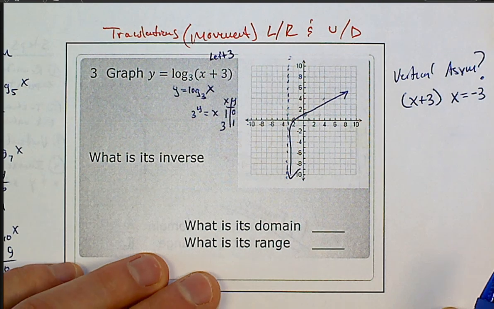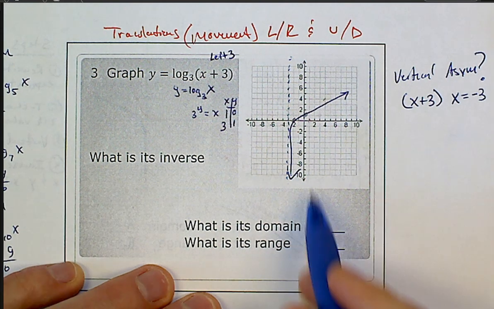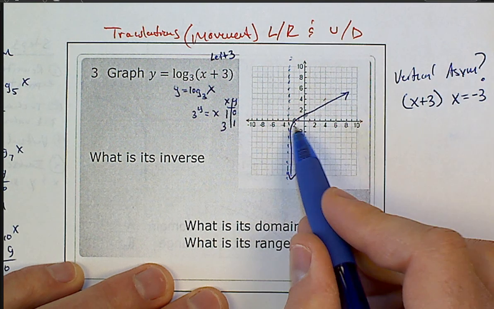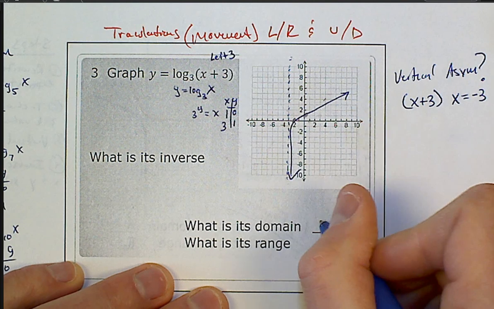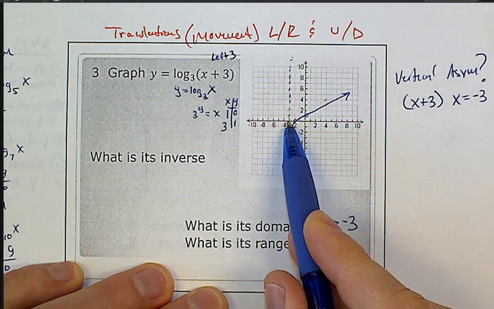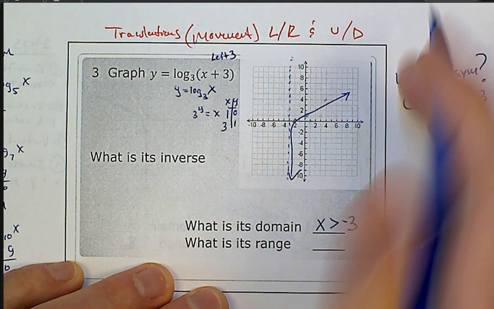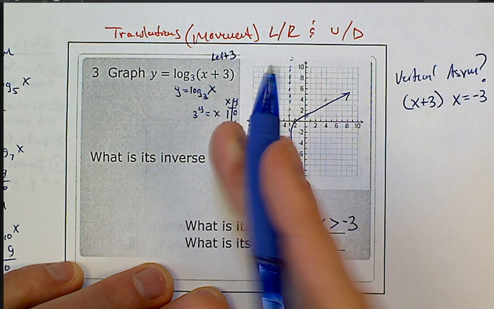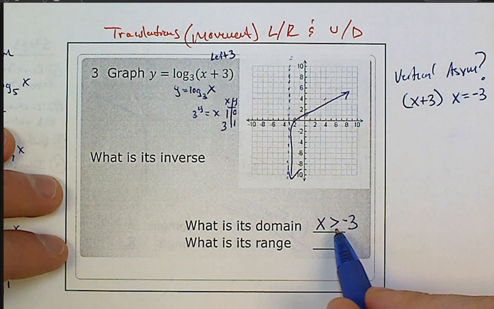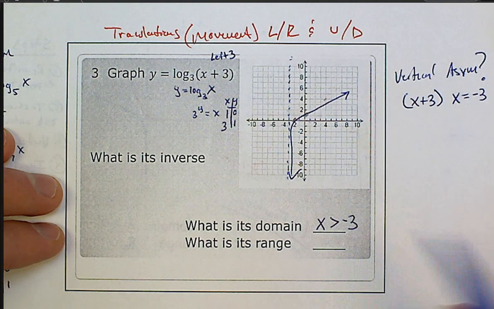Now, let's do domain and range right away so it's clear. Does this graph move to the right and to the left forever? No, it moves to the right forever, starting where? x has got to be greater than negative 3, right? Because I went to the left 3. Every point went to the left 3. It shifted this whole parent function to the left 3, and there's my vertical asymptote, so it's got to be bigger than negative 3. Range, up and down, all real numbers.